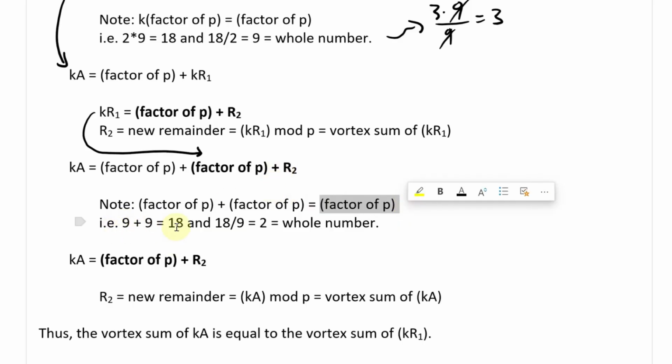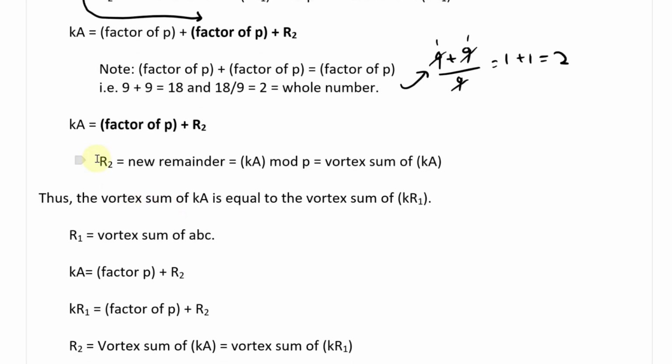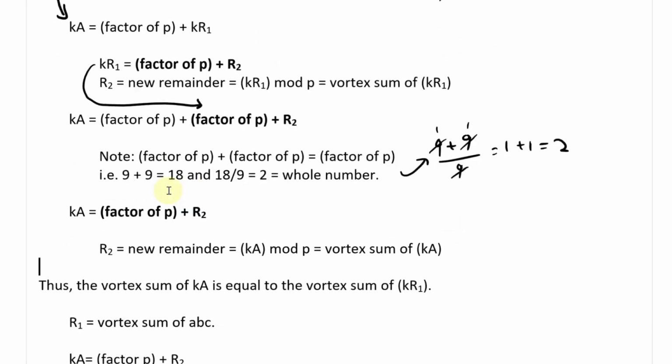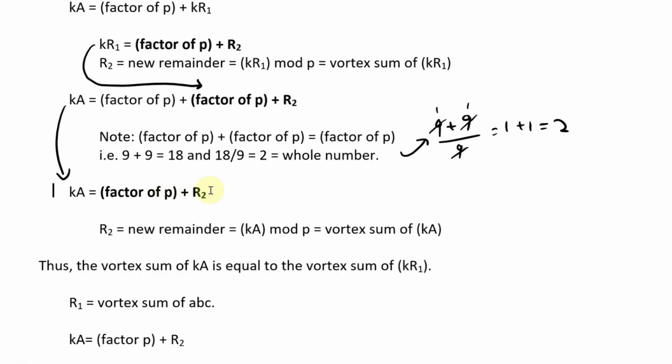For example, 9 plus 9 equals 18, and 18 divided by 9 is 2, a whole number. And again, when you add stuff, for example 9 plus 9, you could always divide by 9 because they just cancel. It just becomes 1 plus 1, and this equals 2. So thus we can write this whole part right here, k times a, and this just replaces factor of p plus factor of p. It's still just going to be a factor of p. So ka equals a factor of p.